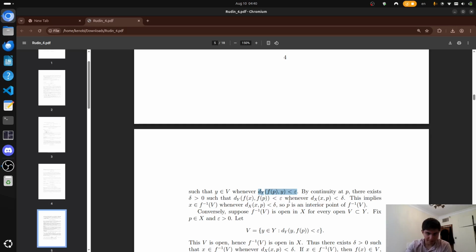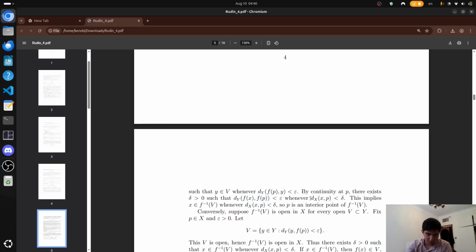What this means over here, okay, this x is associated with this neighborhood over here, which is analogous to this neighborhood.